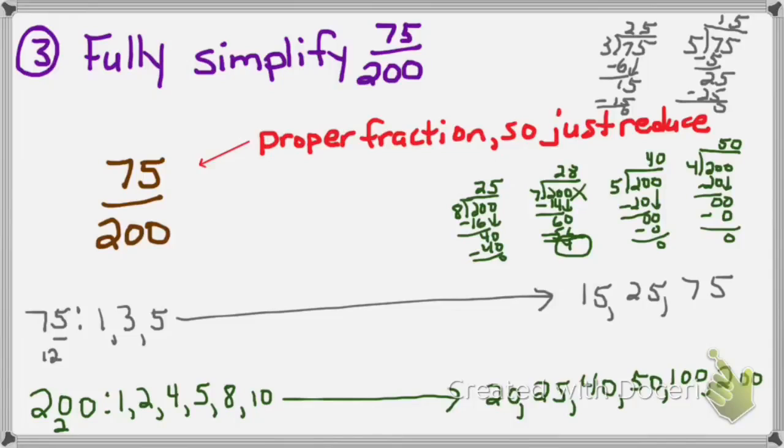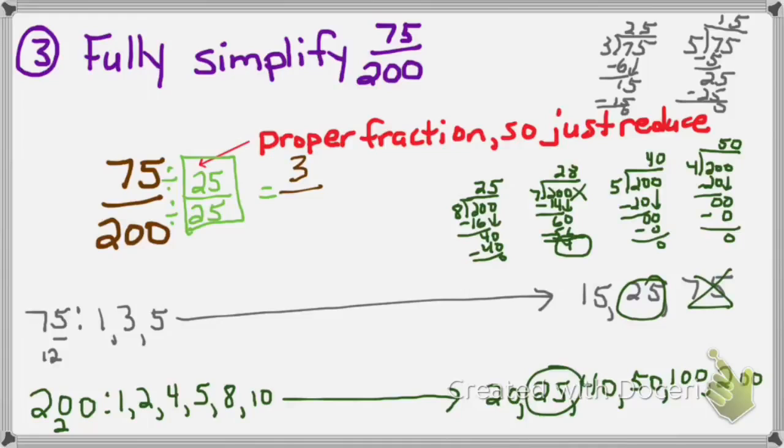So I go back up to my largest or my greatest factor of 75, which is 75. Do I see it as a factor of 200? Nope. My next factor is 25. Do I see it as a factor of 200? Yes, I do. So I'll divide by that GCF in both the top and bottom of my window box. And 75 divided by 25 equals 3. 200 divided by 25 equals 8.